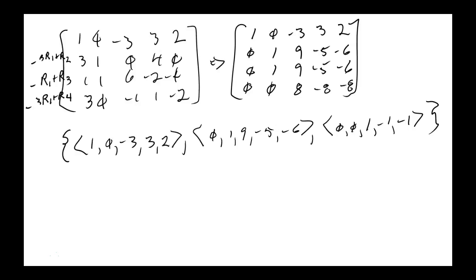And what did they come up with? It looks like the same thing. 1 0 negative 3 3 2. They write them transpose. Okay, I don't care. I wrote them as vectors. Okay, 0 1 9 negative 5 negative 6, and 0 0 1 negative 1 negative 1. Got it. That's it. Yeah. Example 5. Column, the form of that's the basis of column space.